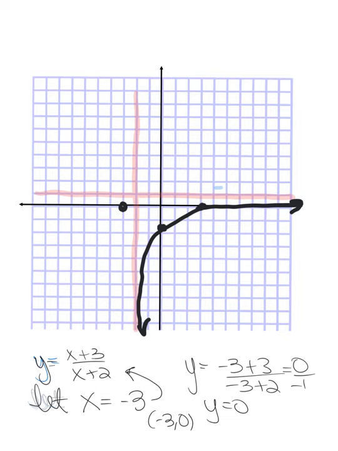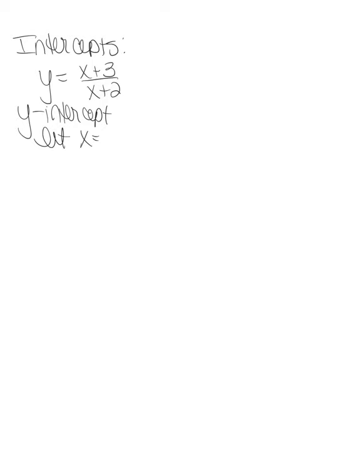Some of the other pieces that we need now. The next step says we need to find the intercepts. To find the intercepts, we go back to our original equation. Y was equal to x plus 3 over x plus 2. And for the y-intercept, we let x be equal to 0. And when x is equal to 0, you get y would be equal to 0 plus 3 over 0 plus 2. So y is equal to 3 halves. That gives us the ordered pair 0, 3 halves.